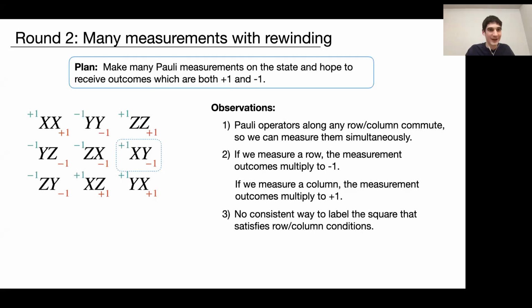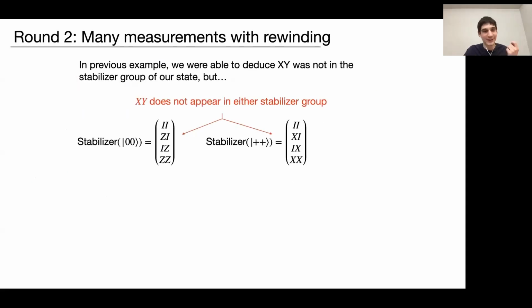But now you might think, wait a minute, we deduced that XY is not in the stabilizer of the underlying state that we have, G1 up to Gn applied to 0, 0. But on the other hand, XY doesn't appear in either stabilizer group. It doesn't appear in the stabilizer group for 0, 0, and it doesn't appear in the stabilizer group for ++. So in some sense, have we learned anything at all? Of course, I could have returned XY without having solved the problem at all, because I know that it's not going to be in either group.